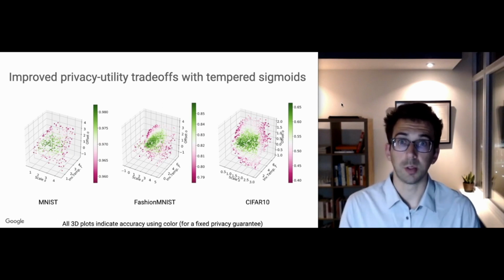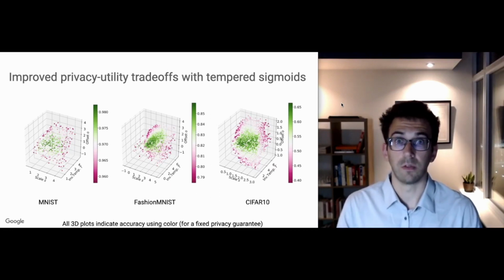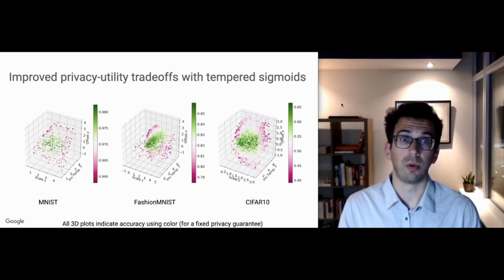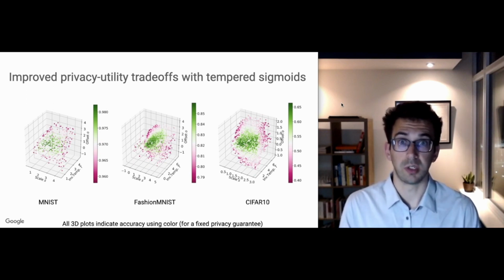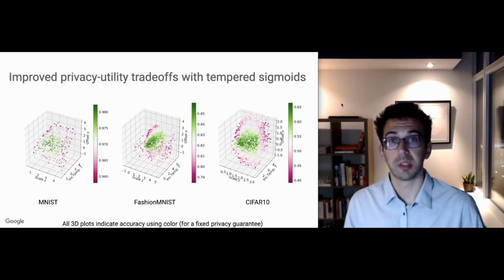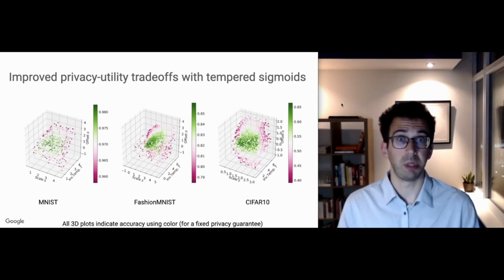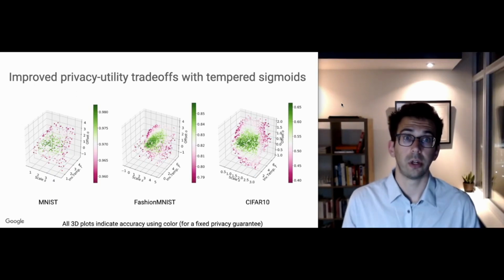If we compare these models with the same architecture trained also with differentially private stochastic gradient descent, but this time with ReLU activation functions, it is very clear that tempered sigmoids significantly outperform models that were trained with ReLU on these 3 datasets. On MNIST, the best tempered sigmoid model achieves 98.1% test accuracy, whereas the baseline ReLU model trained with identical privacy guarantees achieved only 96.6% accuracy.